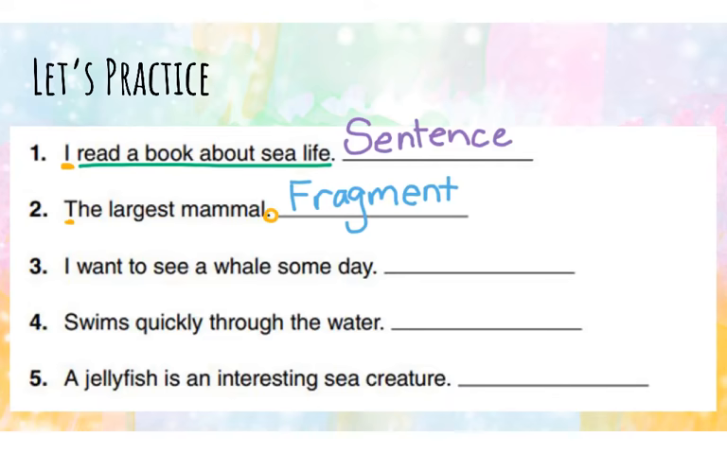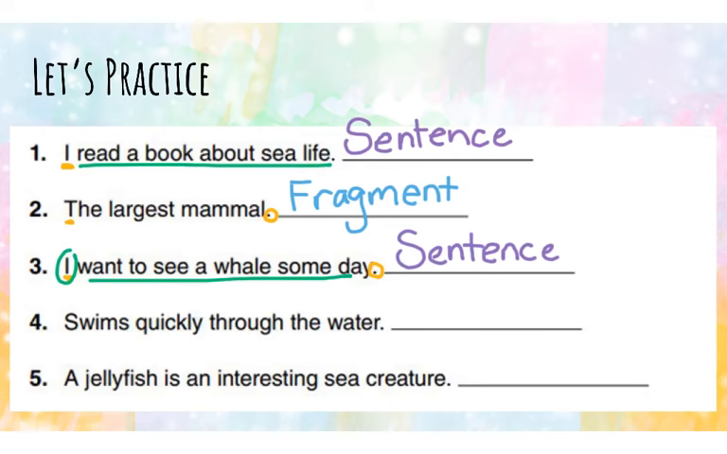Example number 3, I want to see a whale someday. In this example, we have a capital letter, we have punctuation. Who wants to do what in this sentence? Well, I want to see a whale someday. So this must be a sentence.